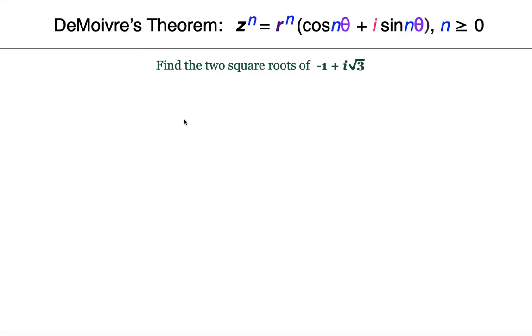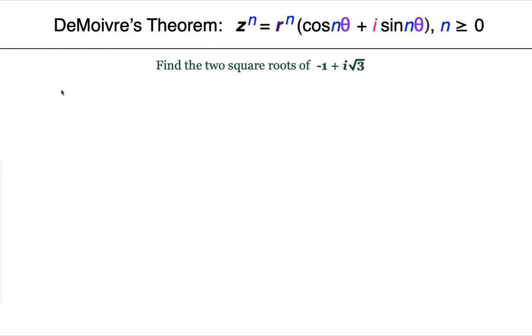In this example, we have to find the two square roots of the given complex number -1 plus i radical 3. So the first thing to do is to express this complex number in trigonometric form. So how do you do that?